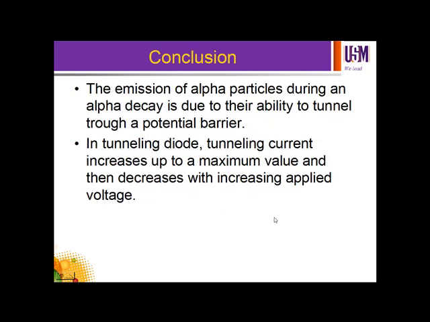So in conclusion, the emission of alpha particles during alpha decay is due to their ability to tunnel through a potential barrier. I think there is one spelling mistake here, it should be TH, okay, through a potential barrier. In the tunneling diode, the tunneling current increases up to a maximum value and then decreases with increasing applied voltage.